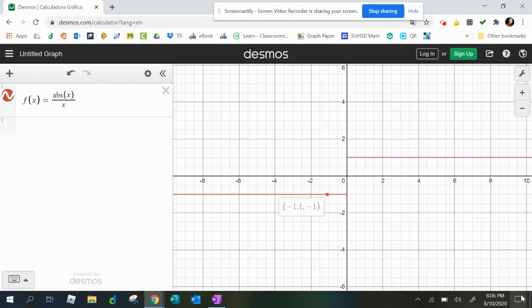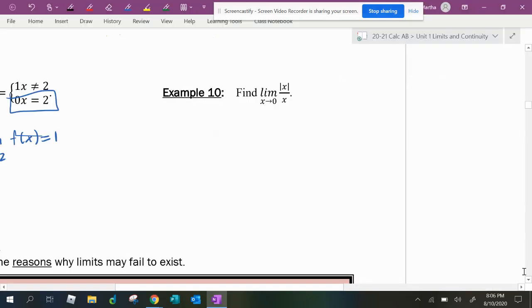So here, in this case, I want to make sure that I'm looking towards defining where it is going to, and I can say that the limit as x approaches 0 from the left side is -1, and the limit as x approaches 0 from the right side is +1. So therefore, I would say that the limit does not exist in this case.